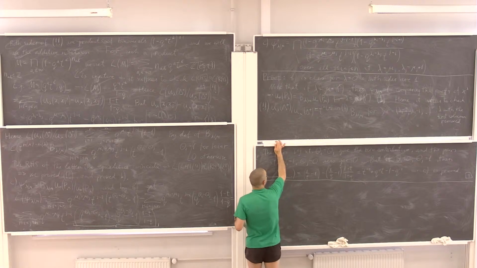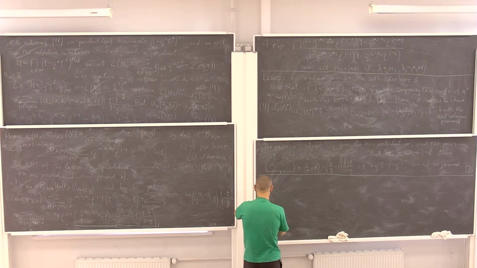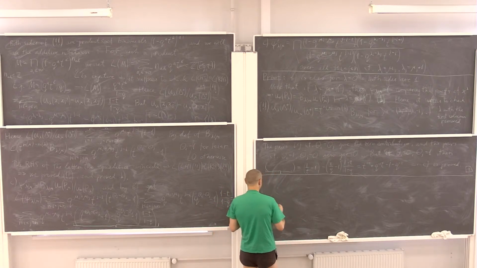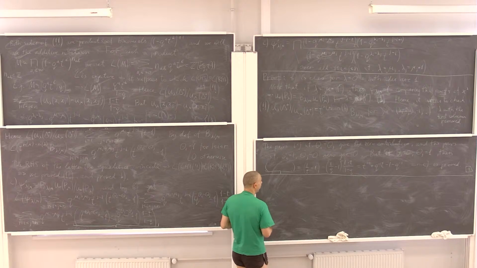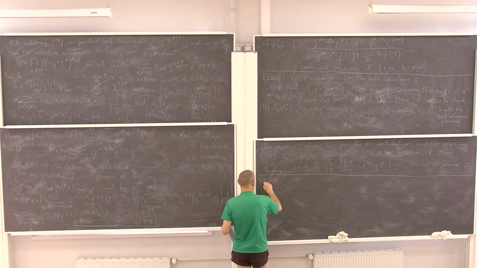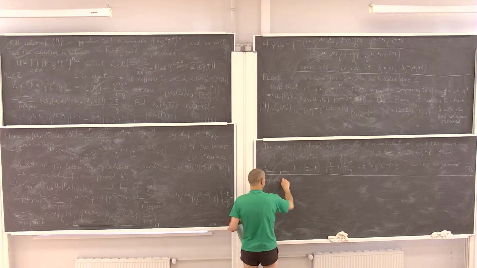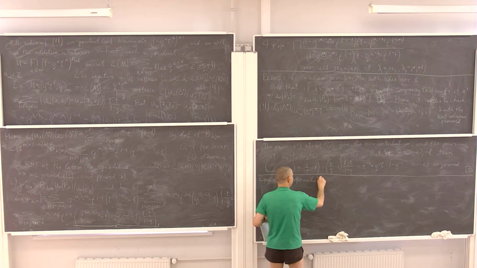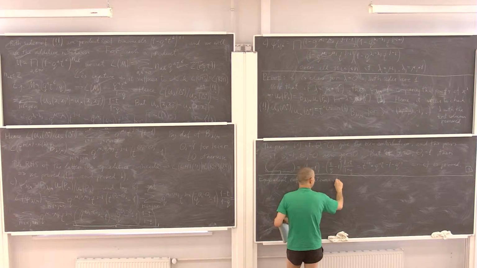Okay, so now we will make some formal manipulations with this formula, and we write it in terms of arms and legs, just equivalent reformulations of Pieri formula.